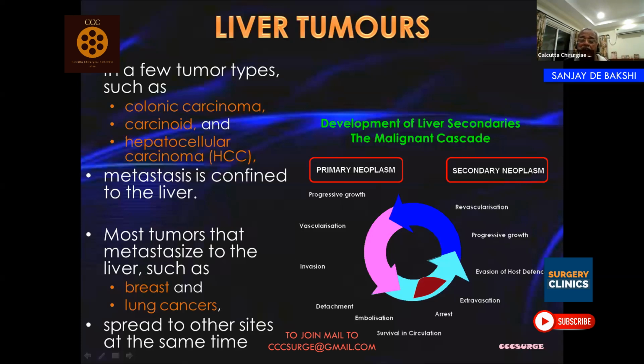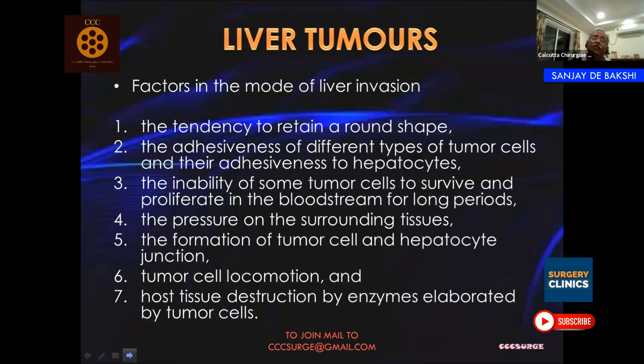And what I'm going to tell you next is very, very specific trials that have been carried out. So factors in the mode of liver invasion: the tendency to retain a round shape, the adhesiveness of different types of tumor cells and their adhesiveness to hepatocytes, the inability of some tumor cells to survive and proliferate in the bloodstream for long periods, the pressure on the surrounding tissues and the formation of tumor cell and hepatocyte junctions, tumor cell locomotion, host tissue destruction by enzymes elaborated by tumor cells. Looks very confusing, but I'm going to show you little diagrams.